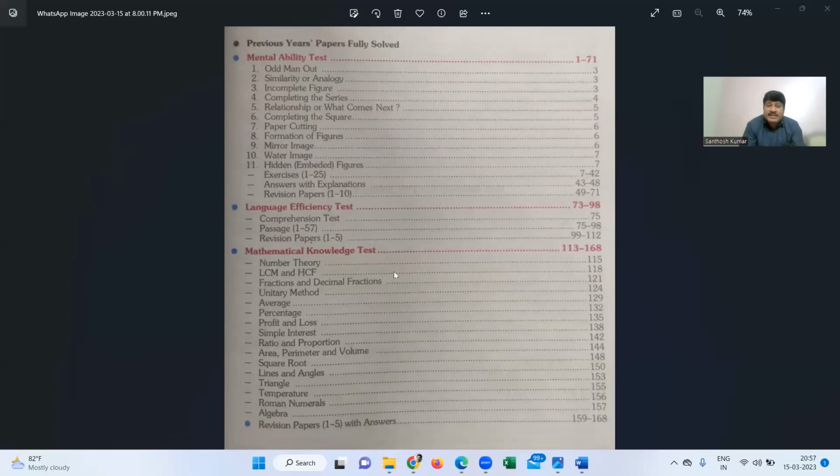Here, number theory, LCM and HCF, fractions and decimals, decimal fractions, unitary method, average, percentage, profit and loss, simple interest, ratio and proportion, area, perimeter and volume, square root, lines and angles, triangles, temperature, Roman numerals, and algebra. So these all are the topics in your syllabus. So one by one we have to do all. So you have to give the preference for all the chapters. Okay. So first we'll start with fractions and decimals.